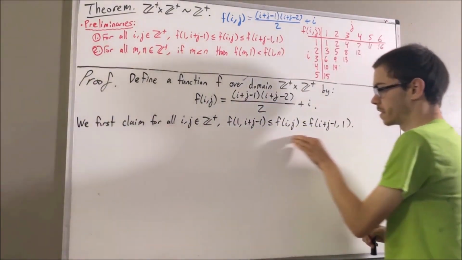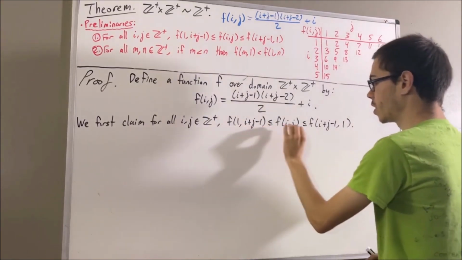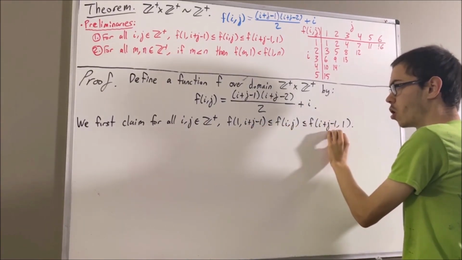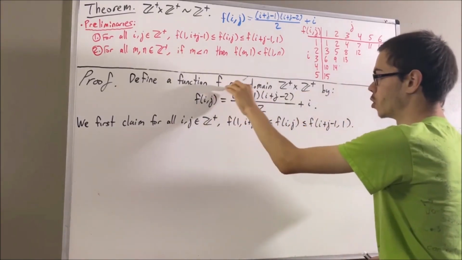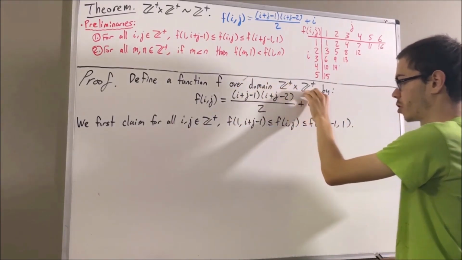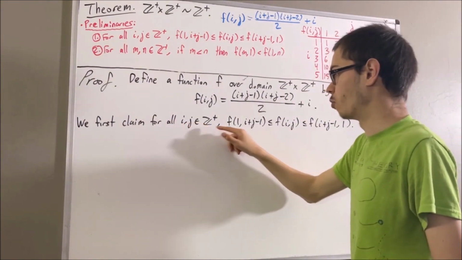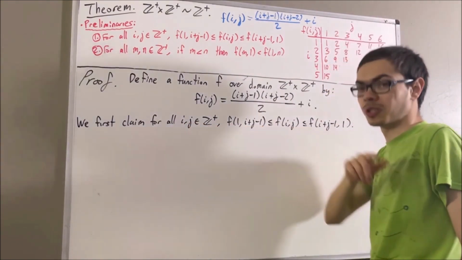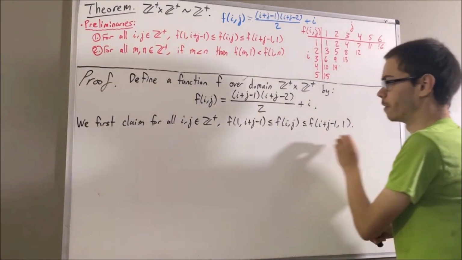So we're going to prove this. And notice, this is a reasonable claim because each of these three ordered pairs are ordered pairs of positive integers, as they should be because f is over the domain of ordered pairs of positive integers. Right? Given i and j are positive integers, we have that i plus j minus 1 is also a positive integer. Okay, now let's actually prove the claim.